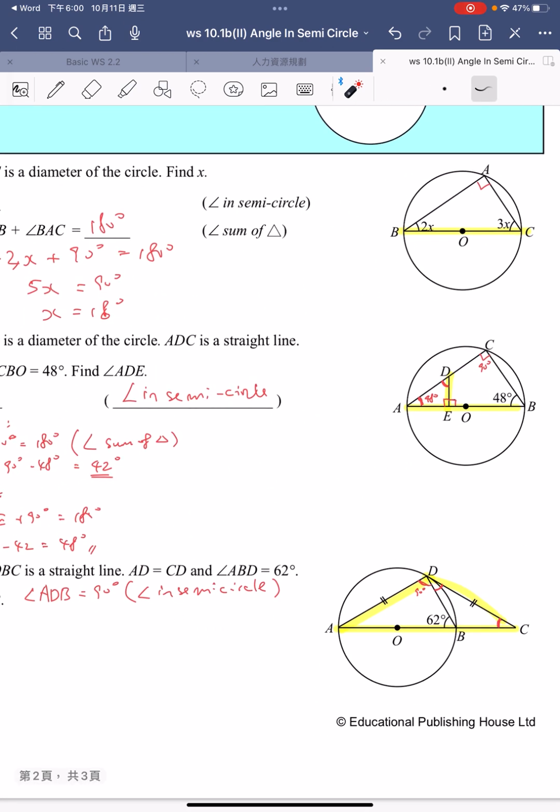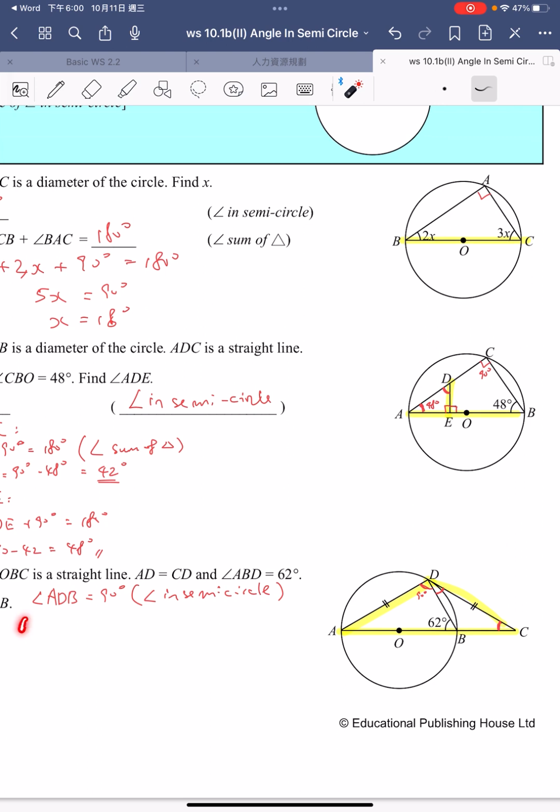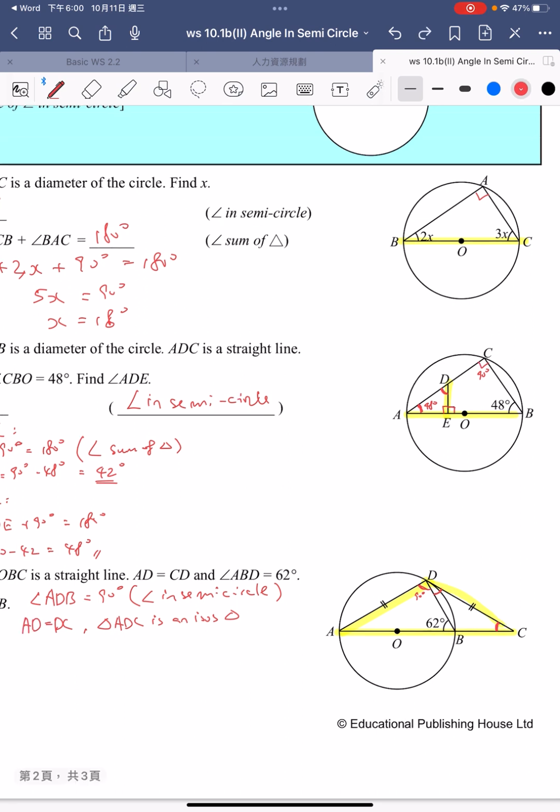Now we can say that as AD equals DC, the triangle ADC is an isosceles triangle. And now we have the angle DCB. DCB is this one, which is going to be equal to the angle DAB. And the reason for that is the base angles of an isosceles triangle. So now we know these two angles are the same.